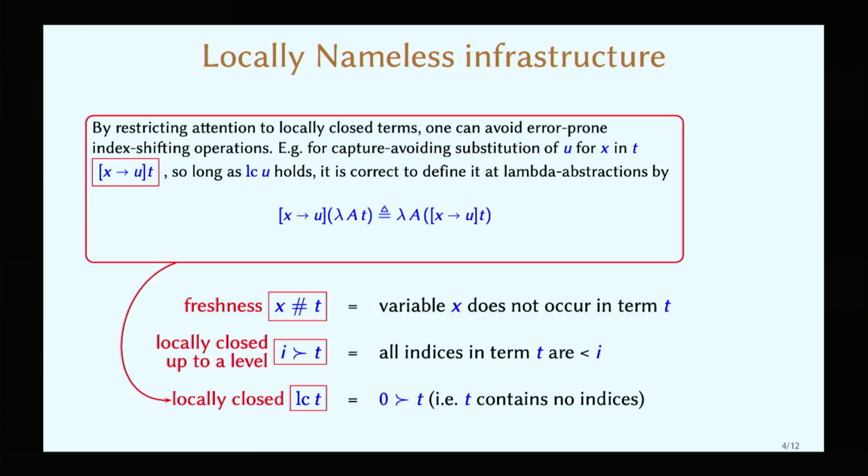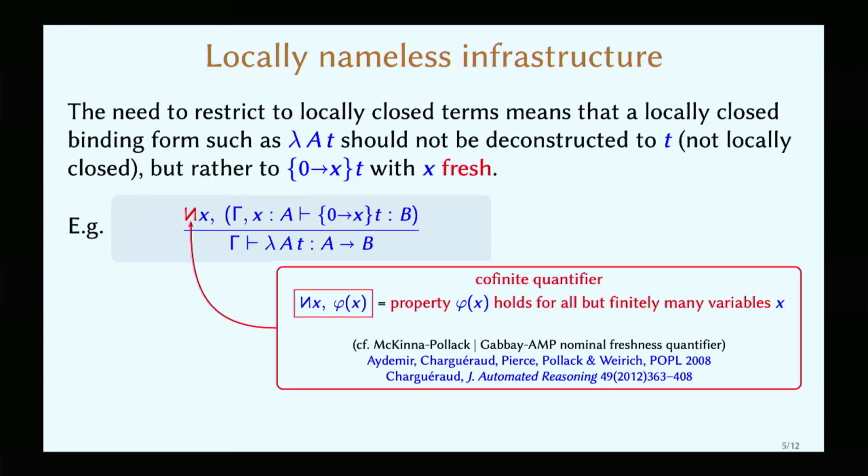So one wants to restrict reasoning so that you're always dealing with locally closed terms. When you deconstruct a binding form to get at the body, you can't just return t, because that won't be locally closed. It'll have index 0 in it. So you need to open that index by replacing it with some suitably fresh variable x when you open up the bound form.